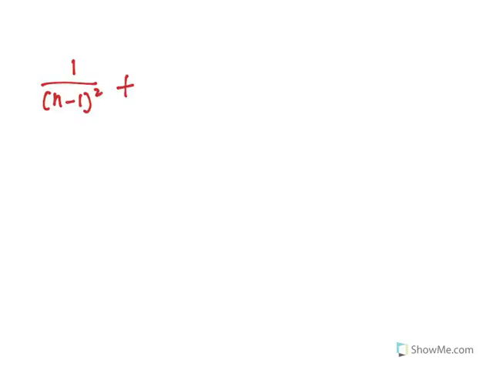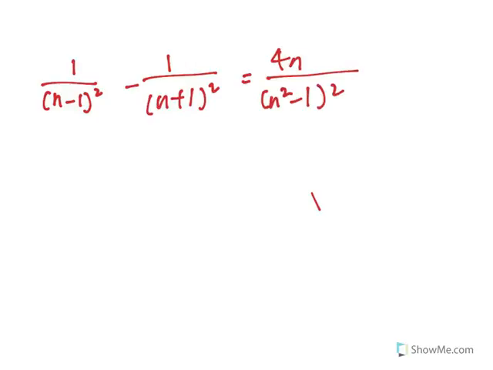This is what you are given: minus 1 over n plus 1 squared equals 4n over n squared minus 1 squared. After that, you tell me how to find this: the summation from r equals 1 to 2n of 2r over r squared minus 1. This is what you ask me to find.